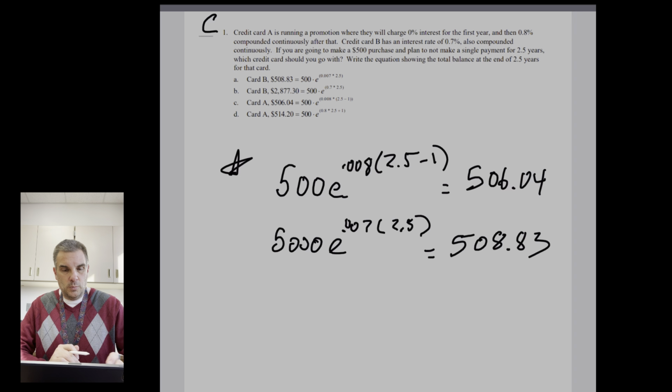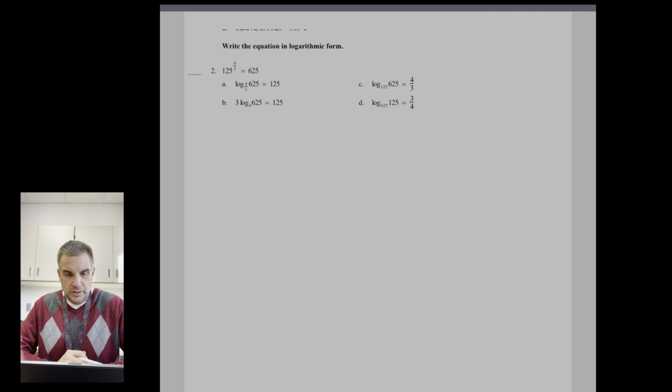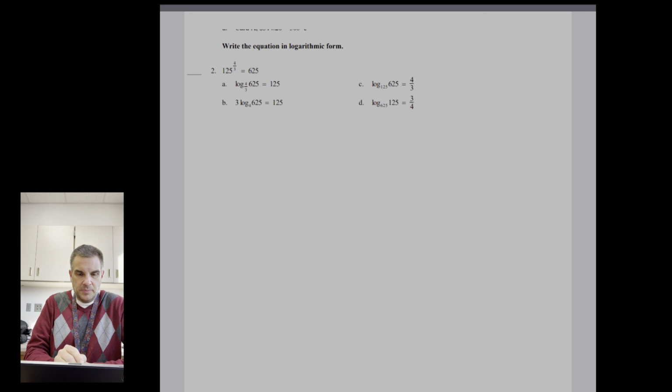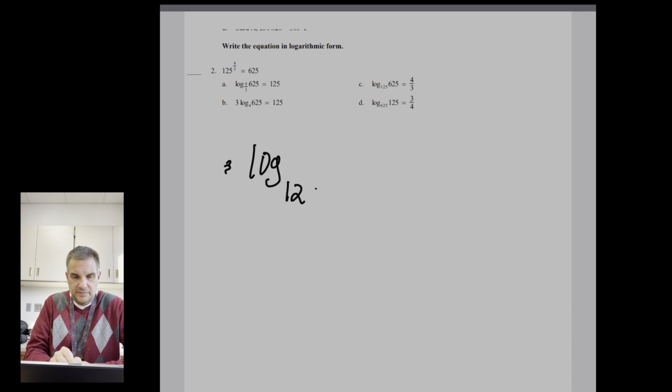Question 2, write the logarithmic form. So these are writing as a log. So we're going to go log base 125 at this point. I could be done, but I'll keep going. Log base 125 of 625 equals 4/3, which is C for question number 2.